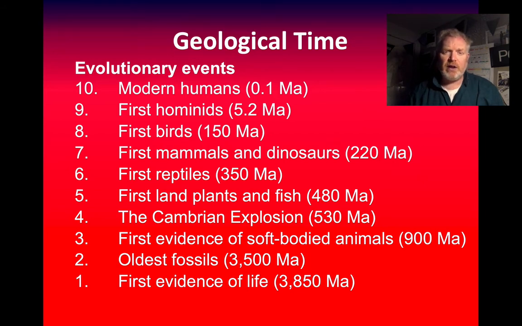The first reptiles we find 350 million years ago. The mammals and the dinosaurs evolved about the same time, about 220 million years ago. The first birds appeared 150 million years ago. The first hominids 5.2 million years ago. Those are the early humans. And modern humans, me and you, 0.1 million years ago. So we should now have those ranks written correctly on your table. And I'd also like to make sure that you've written in the ages of each of these events.